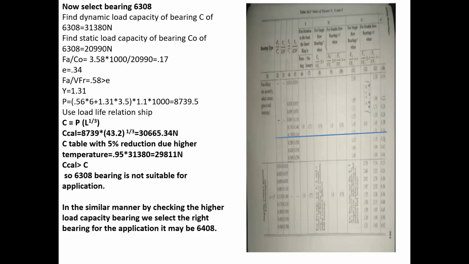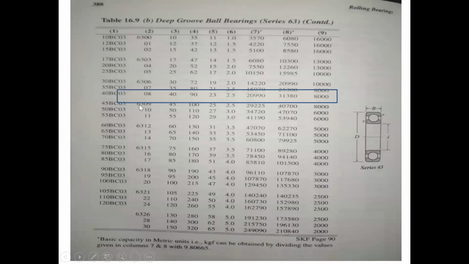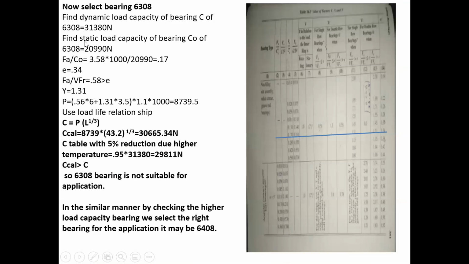So the another iteration starts right from step number 3. Now we'll select the bearing number 6308. And for the bearing number 6308, we will find out the value of C and C naught from the table. For 6308 bearing, the value of C and C naught are 20,990 for static load rating and 31,381 for dynamic load rating. So we write down these values here. Dynamic load capacity 31,380 and static load rating 20,990 Newton.